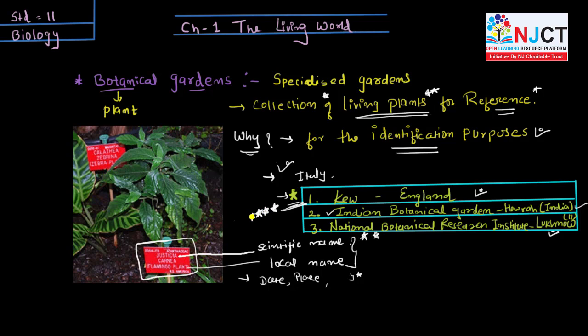They ask this many times, even in NET, what are the famous botanical gardens? That is Kew in England. Two of them are from India. Remember, you can be proud of it, of course, because there is so much biodiversity. So two of the most famous ones are in India, one in Howrah and one in Lucknow.